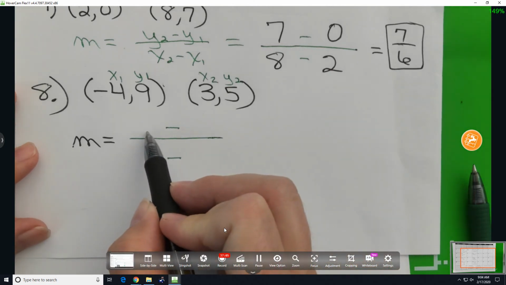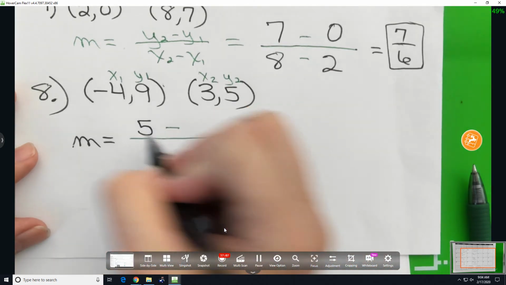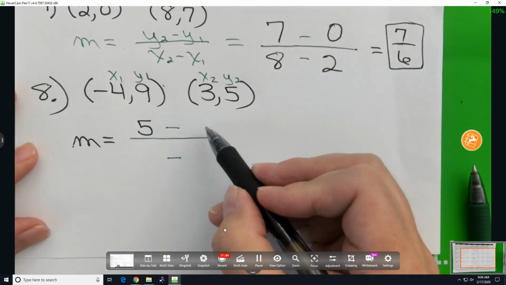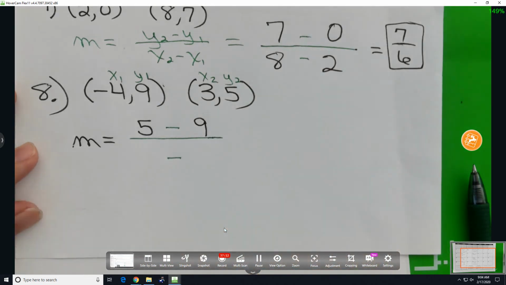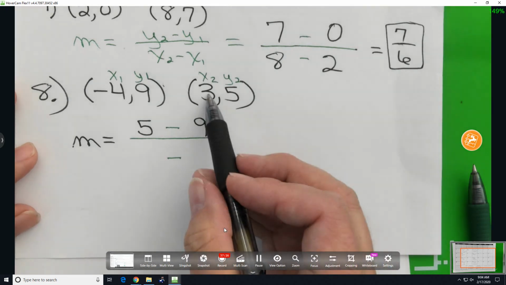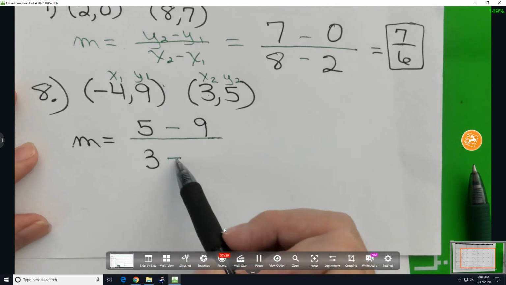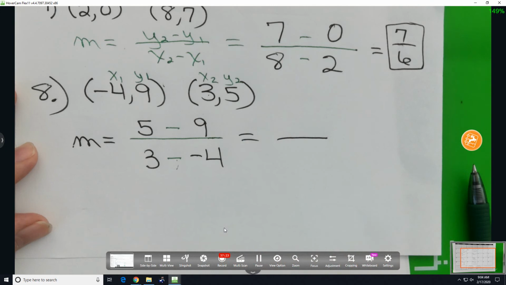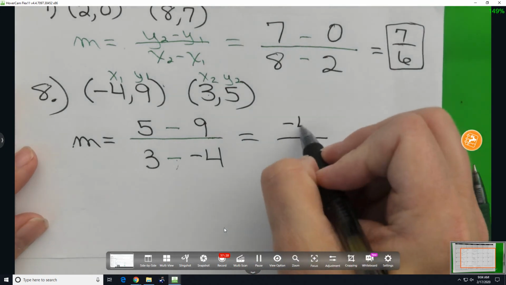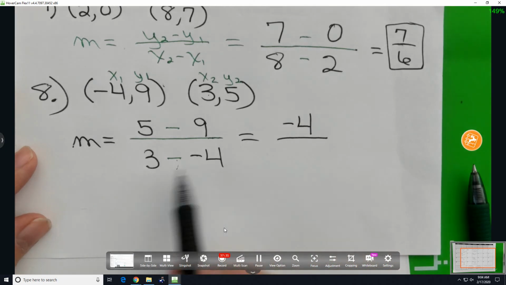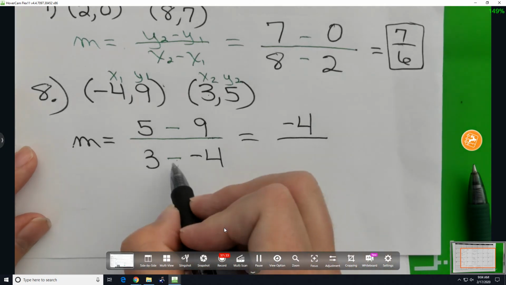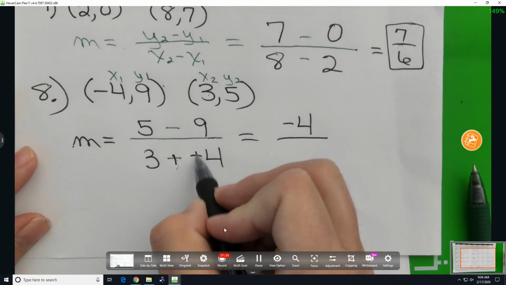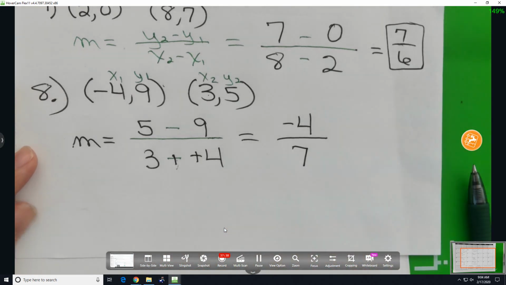What's going to go here? 5. That's the y2 here. Okay, so you have a 5 minus 9 on top. On the bottom you have, okay, the x2 is 3 minus, okay. Now 5 minus 9, we know that's equal to -4, okay? But watch out down here. That minus and negative becomes a plus a positive, so I agree with the 7.